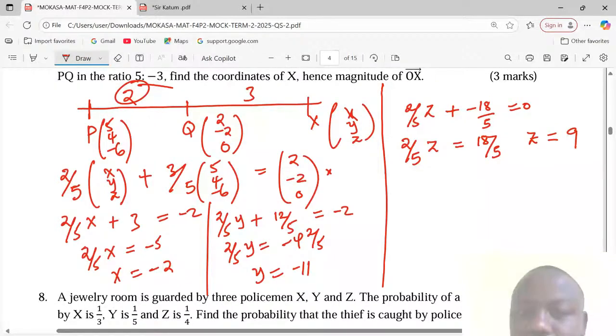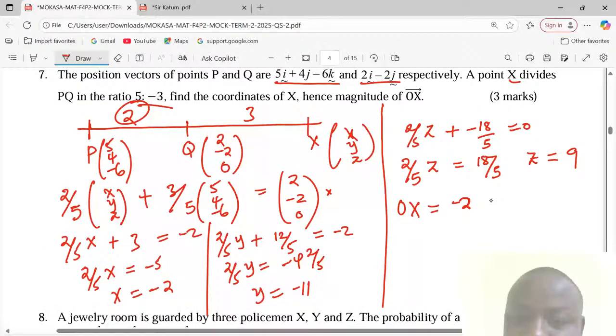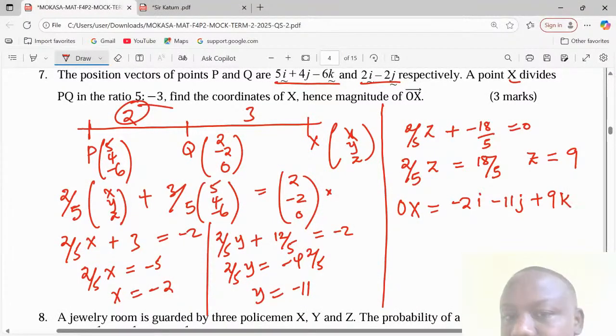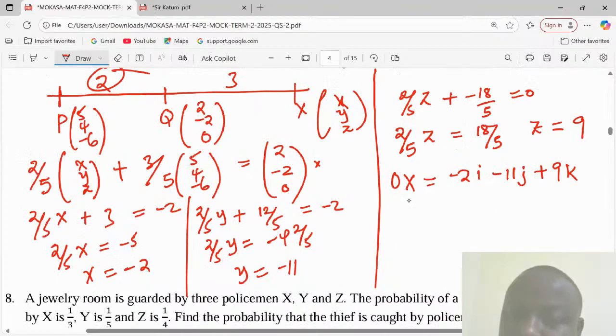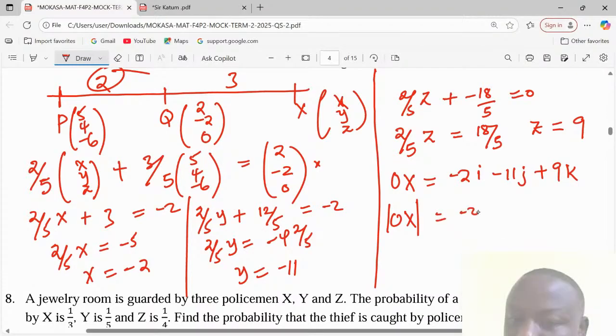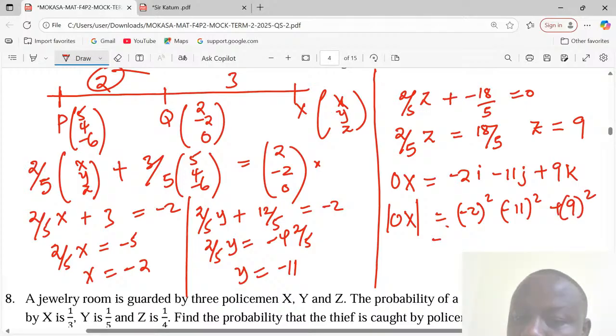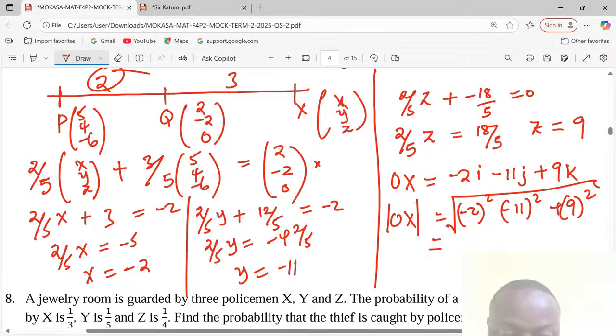So now we'll be talking about position of OX being negative 2 according to i, negative 11 j, positive 9k. So now with these coordinates, we can talk about magnitude. The magnitude of OX: this will be negative 2, we square. Negative 11 square. And 9, we also square. Then we take now the square root. Remember, we are finding the magnitude. So this shall be 4 plus 121 plus 81, and we take square root.